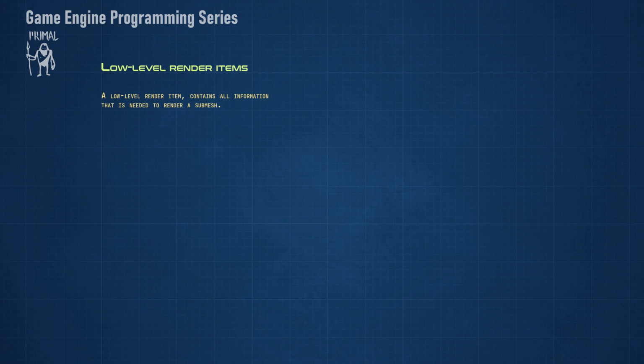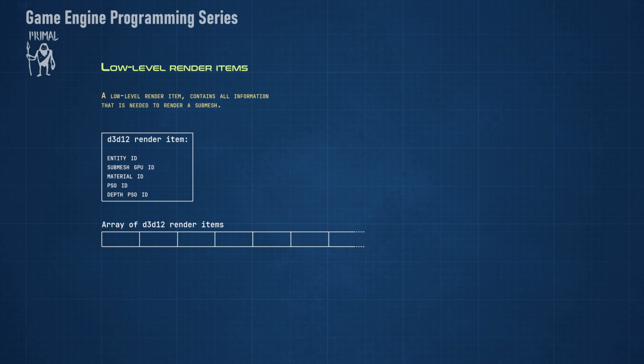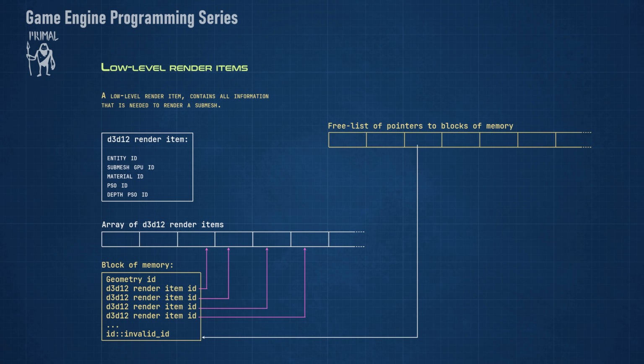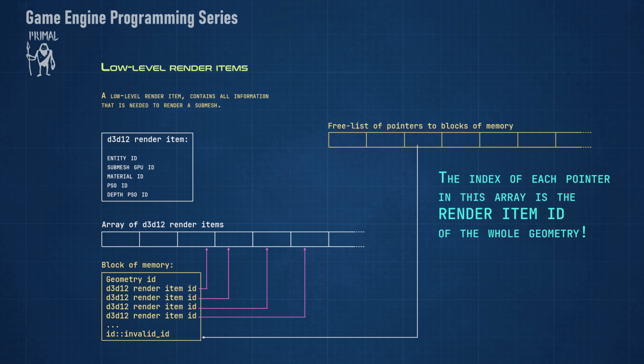We can provide the renderer with a set of IDs that can be used to gather this information. This set of IDs is the low-level render item, which is created per submesh. That means that a geometry that consists of one or more submeshes will result in a list of render items. We can put the indices to this list of render items together with the ID of the geometry in the block of memory and add a pointer to that into another list. The index of that pointer in this list is the render item ID for the whole geometry.